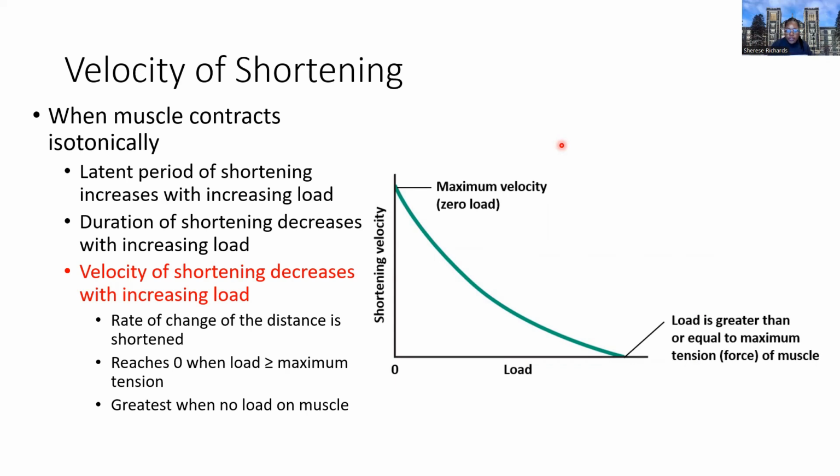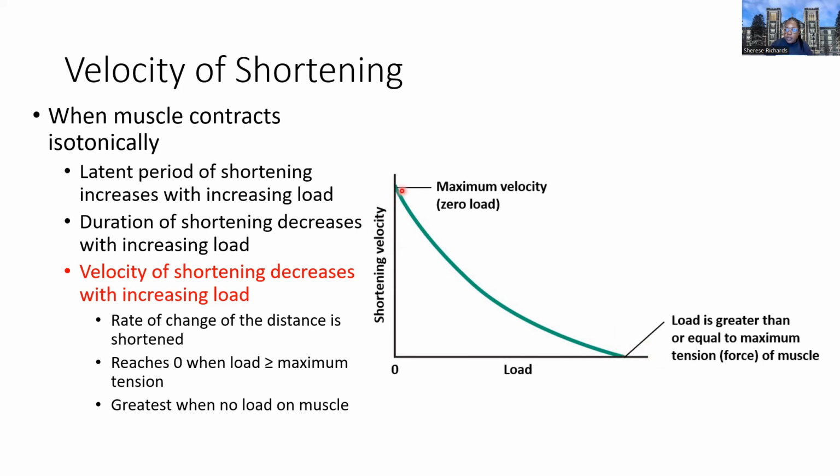Lastly, the velocity of shortening decreases as the load increases. So as the load gets heavier, the speed with which you can get to the maximum contraction will decrease. And you can see that on the curve here. So here's the shortening velocity, which is the speed of the contraction. And then here is the load at its greatest.